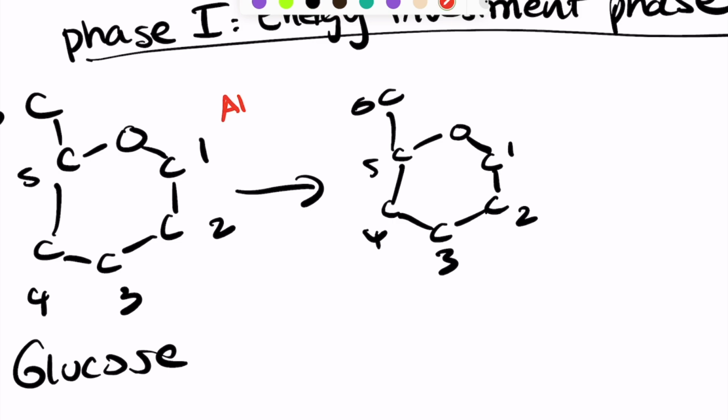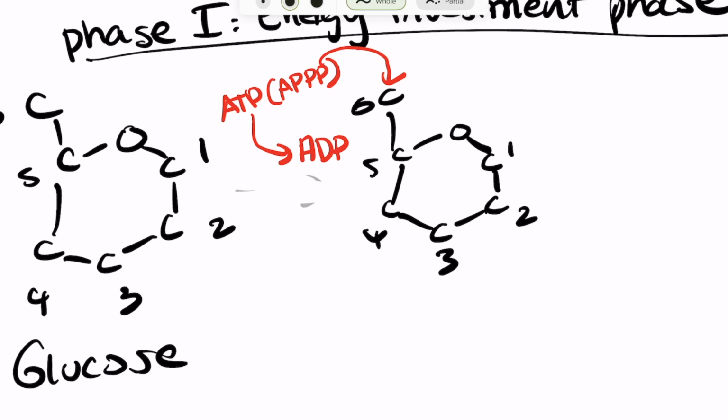So remember, ATP has 3 phosphates. You could write it as APPP. And remember, it's like money, right? ATP is like energy investment. It's like having $3. 3 phosphate is $3. So if I use one of these phosphates and transfer it to that carbon, then I'm going to change ATP into ADP.